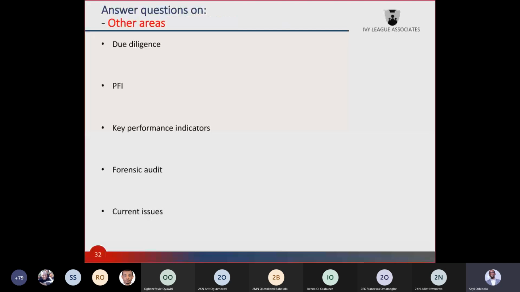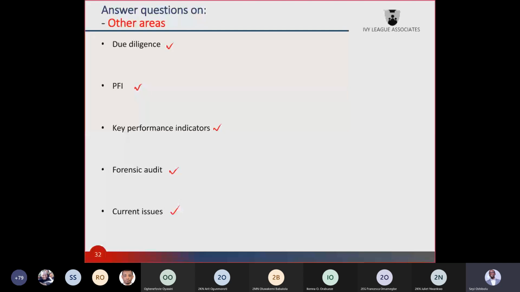What are the other areas, Sheyi, and how do we answer questions on those other areas? Yes, these are the other areas. Go and read those ones on your own. Okay? Those are the other areas. Make sure you are on top of them.